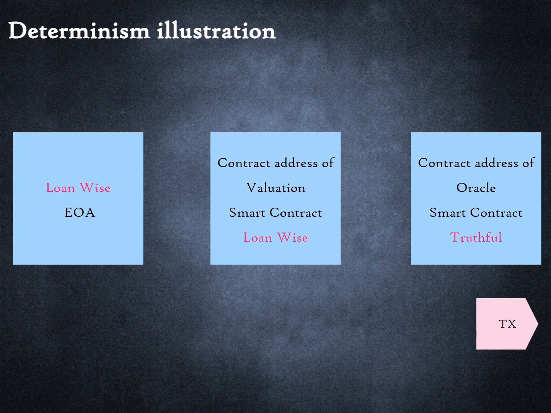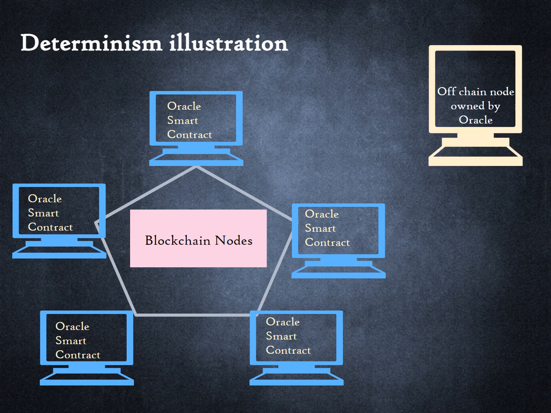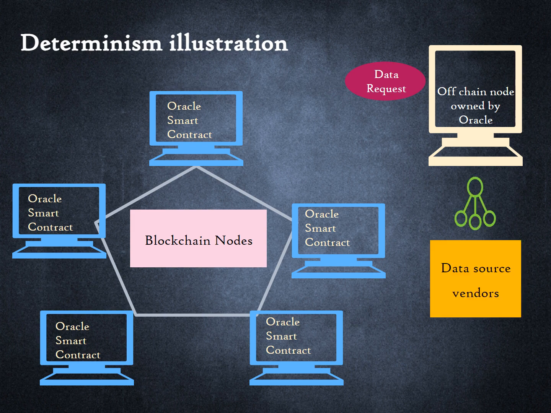We can call the valuation smart contract a requesting smart contract, since it is requesting data from the Oracle smart contract. One of the Ethereum nodes is connected to an off-chain node owned by the Oracle. On receiving the query from the requesting smart contract, the blockchain node sends a request to an off-chain node to procure data via an API call, in this case to a centralized exchange like Coinbase. The off-chain node receives the data and sends the data to the Oracle smart contract via a transaction. As the transaction gets confirmed into blocks, all the nodes on the blockchain now have this data.